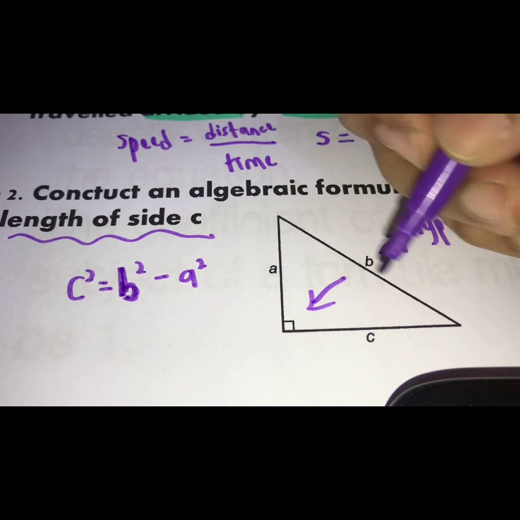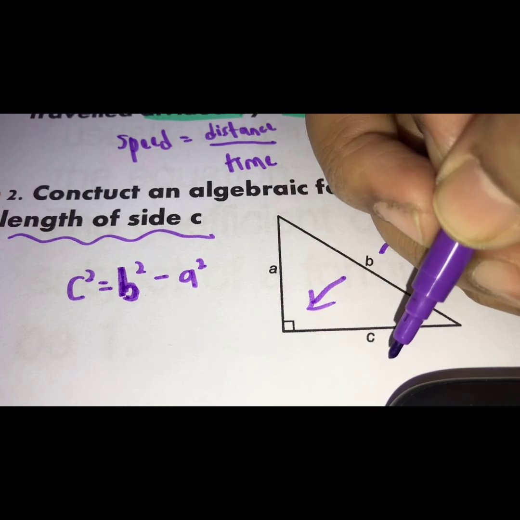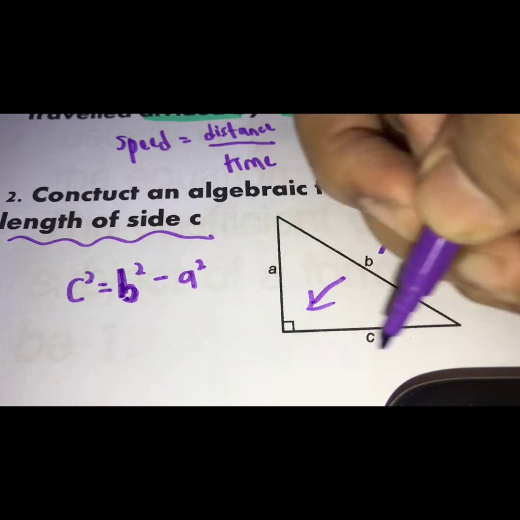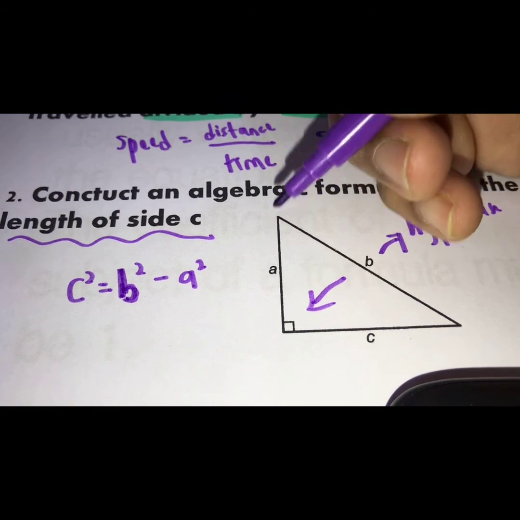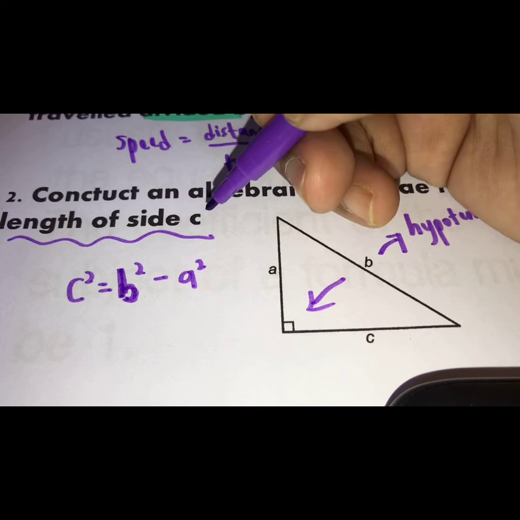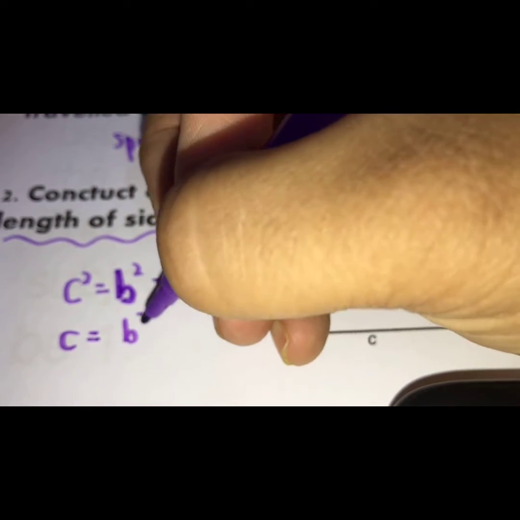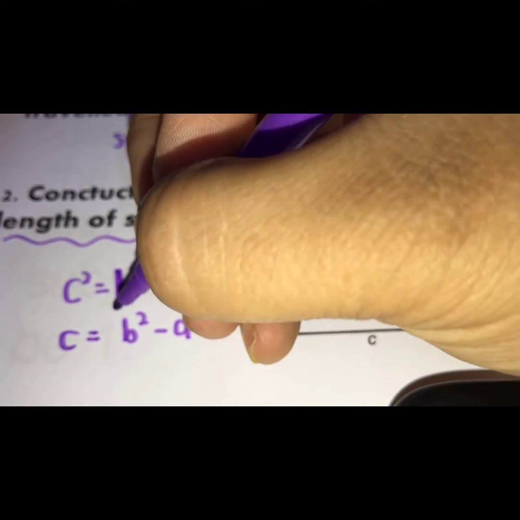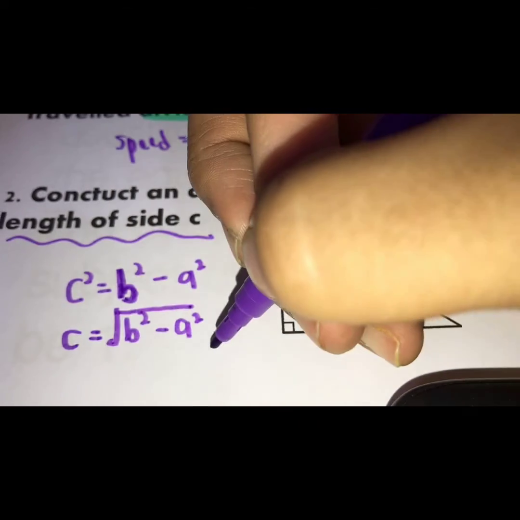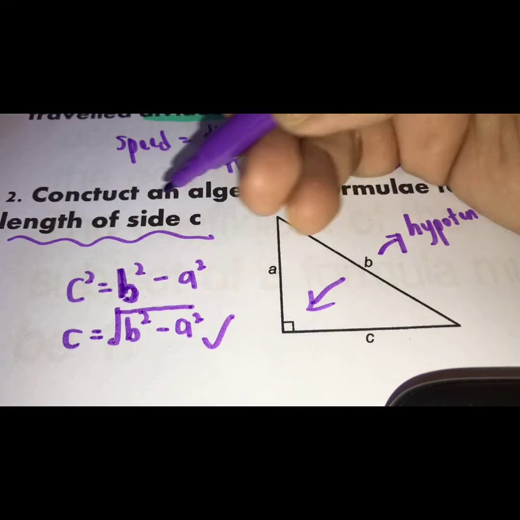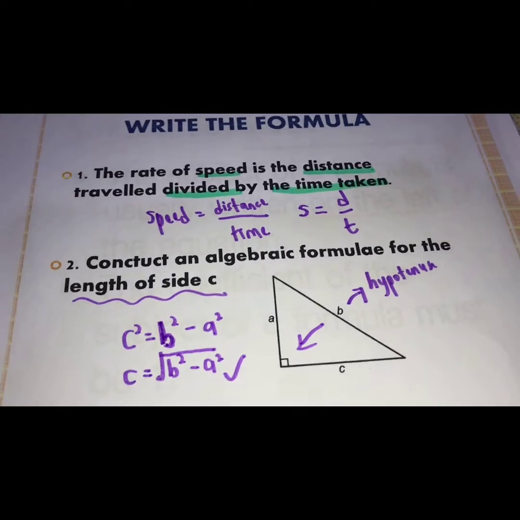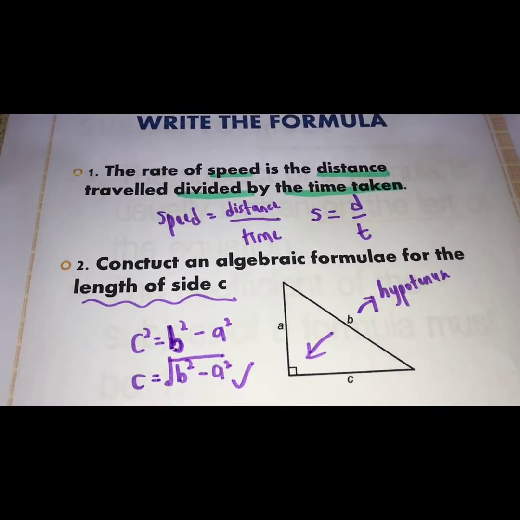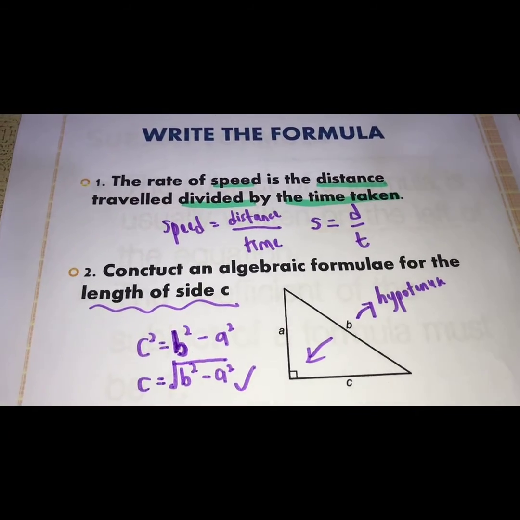But if you want to find the hypotenuse, you just add A square plus B square. Now you want to find C square here. The other side: B square minus A square. Then the question wants to find the length of side C. So C only. The question wants to find C equal to B square minus A square, so you have to take the square root. This is the formula to find the length of side C. So here is the answer to write the formula, how to write the formula for question 1 and 2.